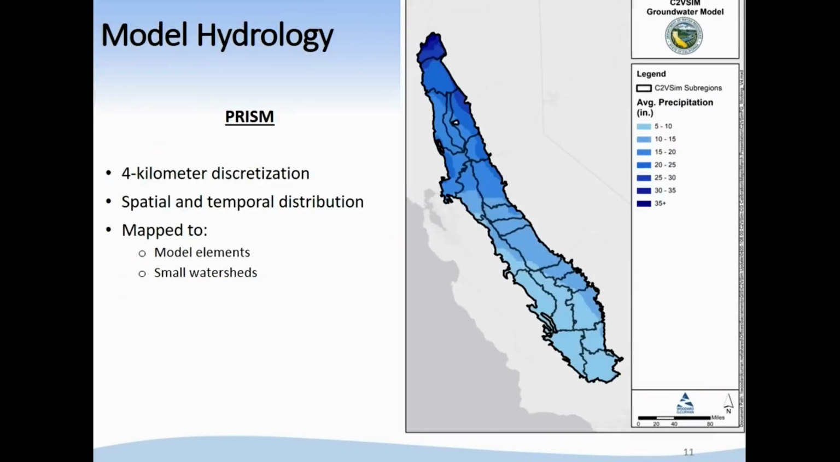So the next item in the presentation is the model hydrology, the precipitation or the rainfall. We use the PRISM dataset to define the precipitation in the model. PRISM provides precipitation data at 4-kilometer discretization all the way back to the early 1900s. We use that information on a monthly basis, and we define the precipitation in the model at the element level. So the dataset provides both the spatial and temporal distribution. It was very good to have this information ready to be incorporated in the model easily. The precipitation data was also mapped not only to the elements, but also to the small watersheds in the foothills.